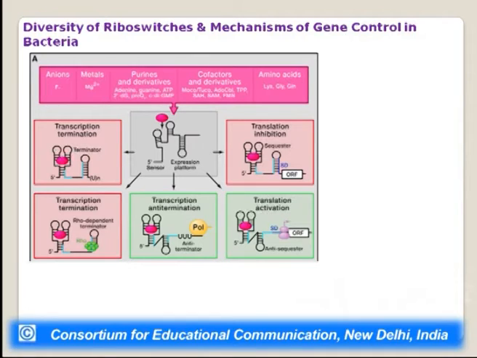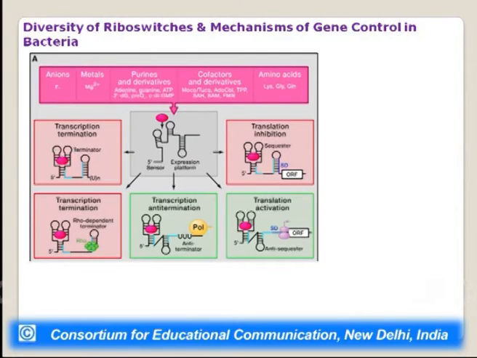So, in the center you have a riboswitch where it is shown that there is a sensor and there is an expression platform. The sensor is basically the aptamer domain. The boxes in red show how they repress the gene expression, and the boxes in green are for the activation of the gene expression.